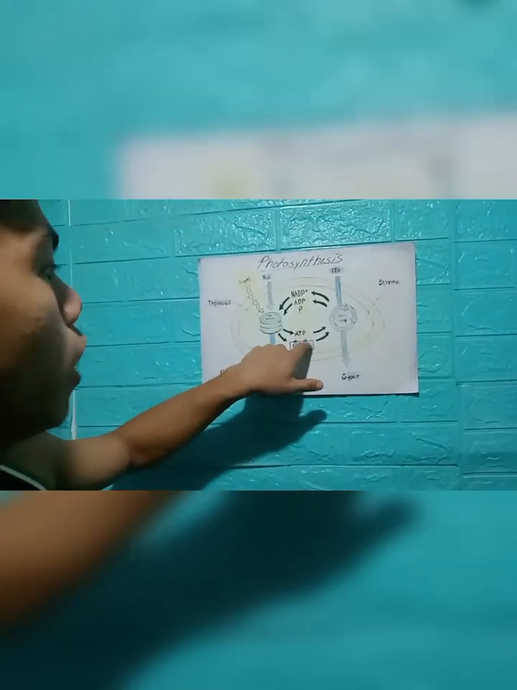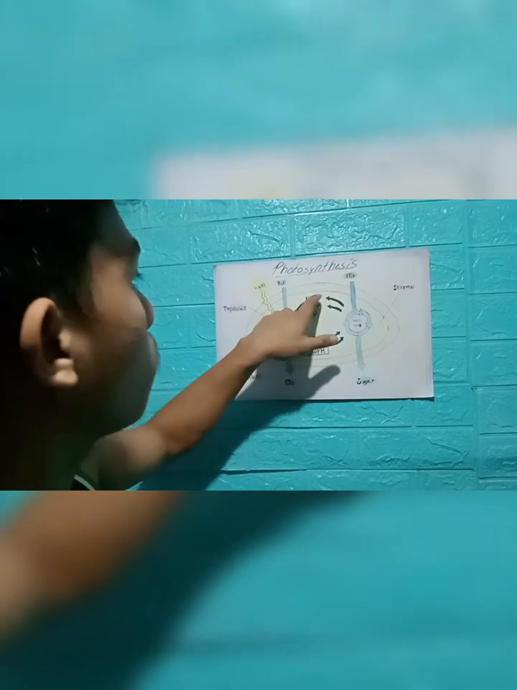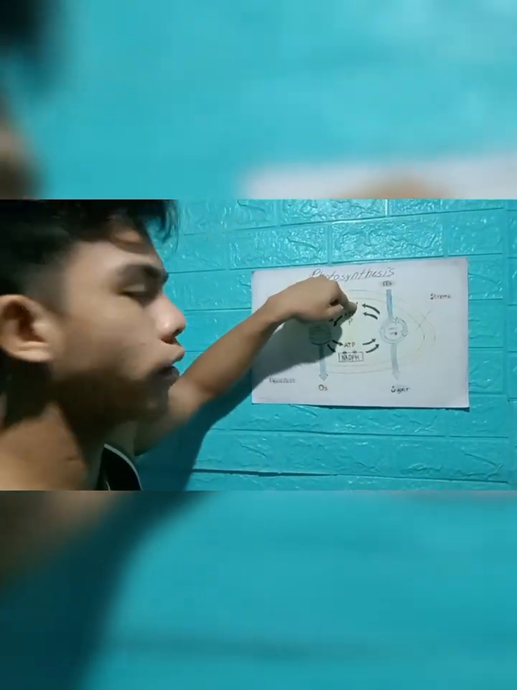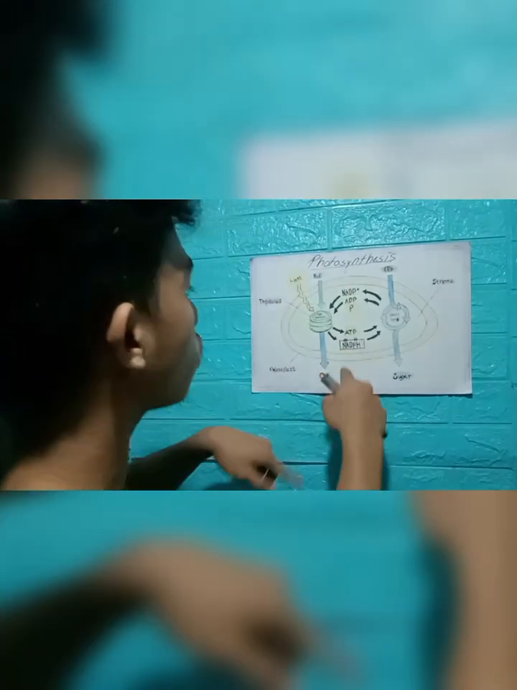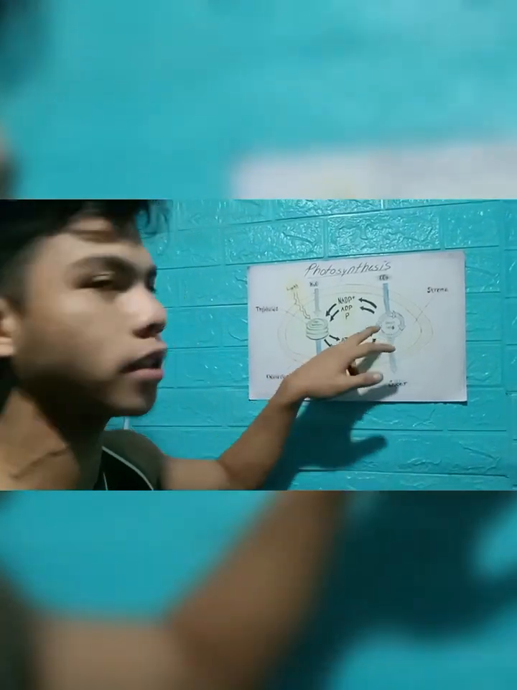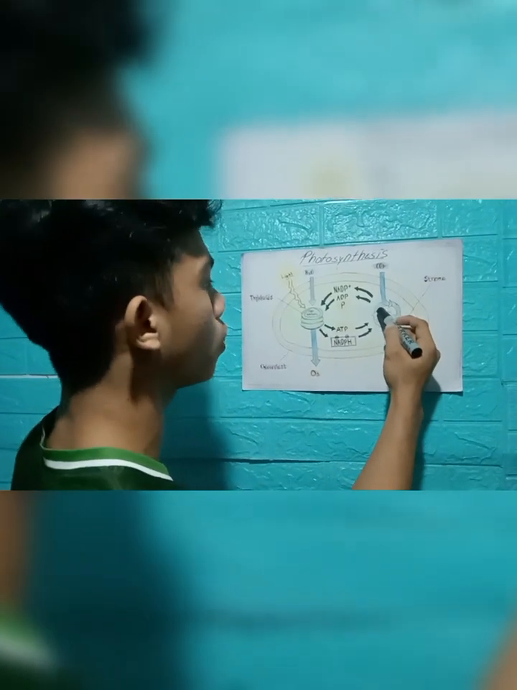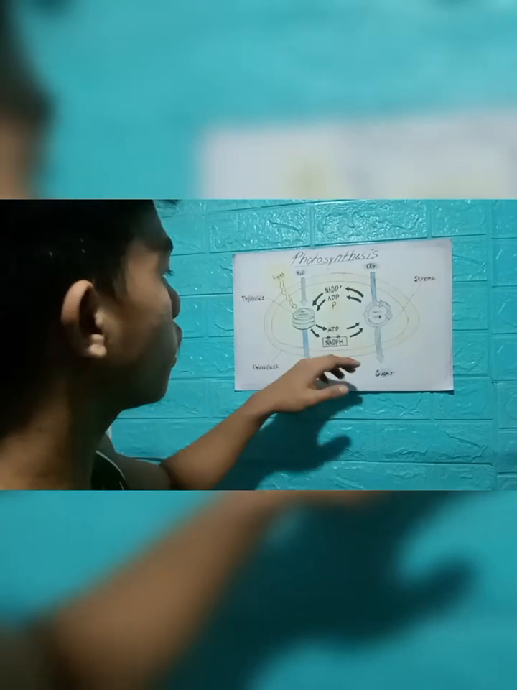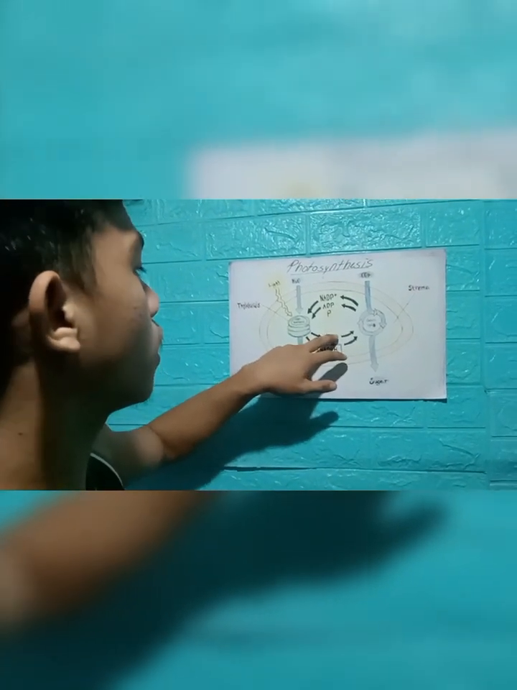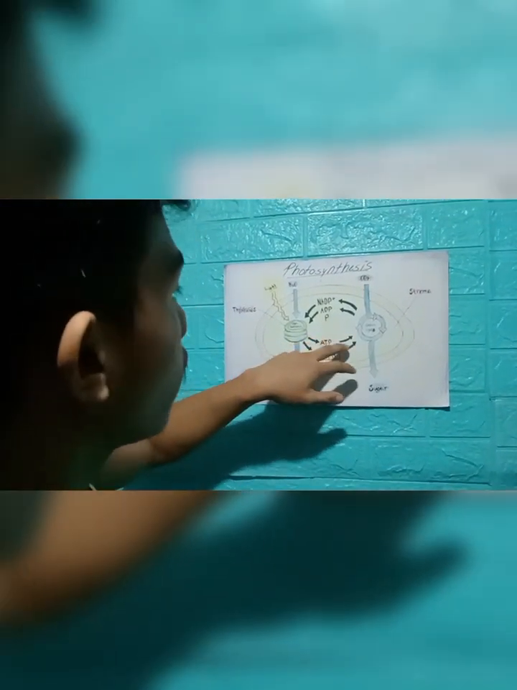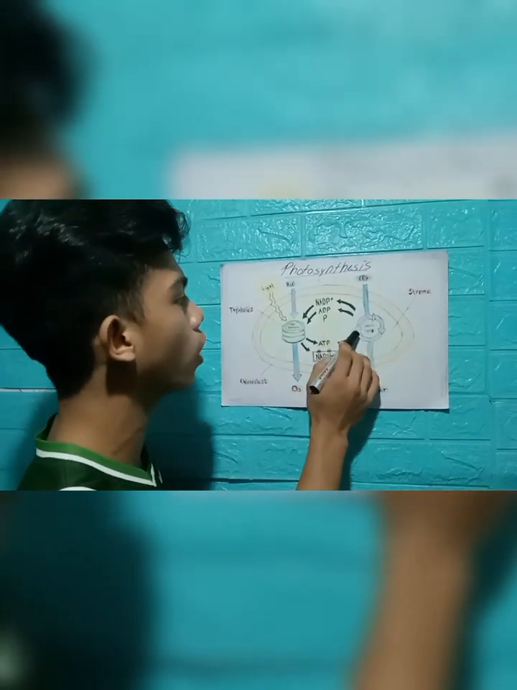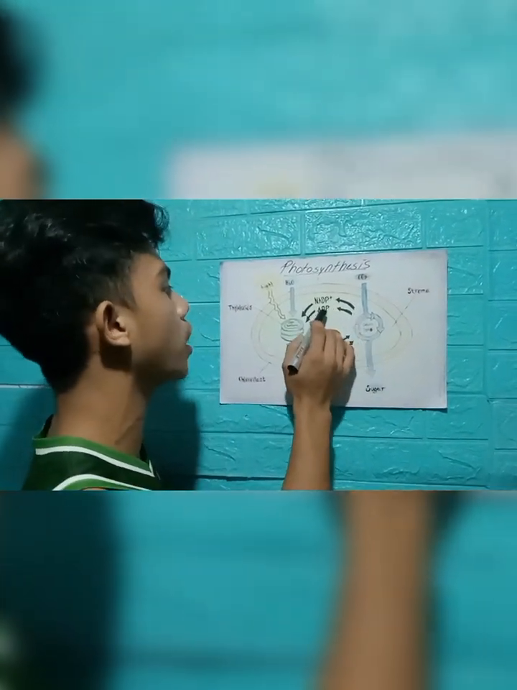NADPH will oxidize and turn into NADP plus. So oxidation happens, and the electrons of NADPH will remain in the Calvin cycle. Those electrons will get the carbon dioxide and help to create glucose, or sugar. Next is ATP release. ATP will release its energy in the Calvin cycle, and ATP will turn into ADP phosphate.